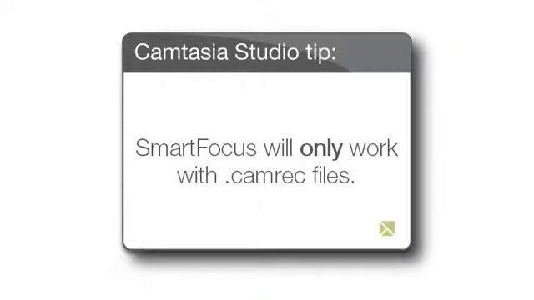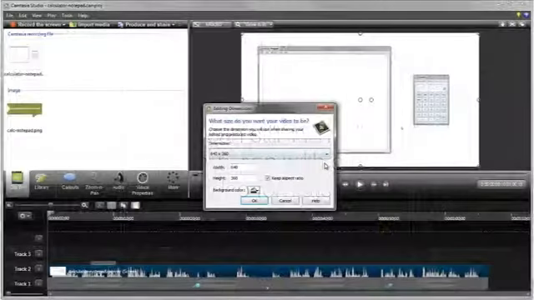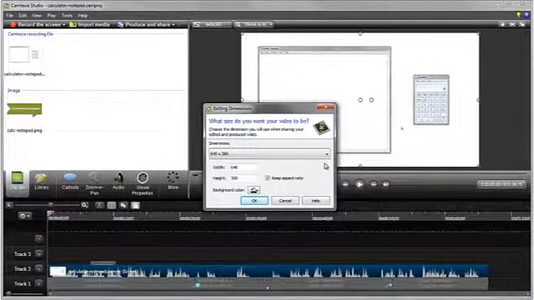One important thing to note is that SmartFocus will only work with Camtasia recording or CamRec files. It will not work when saving your recording to the AVI format, or with other video formats that can be imported into Camtasia Studio. You can still manually zoom and pan with other video formats, but the SmartFocus data just won't be present. Let's take a look at how SmartFocus is applied and then how easy it is to edit and add new zoom animations.